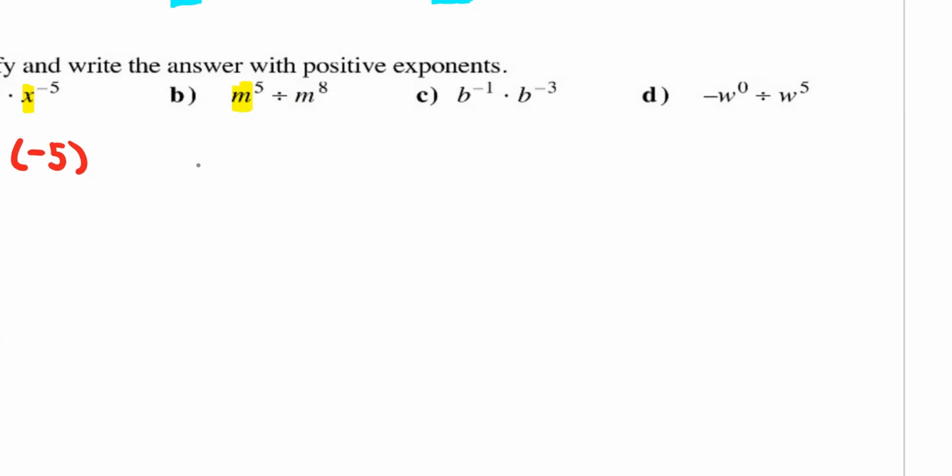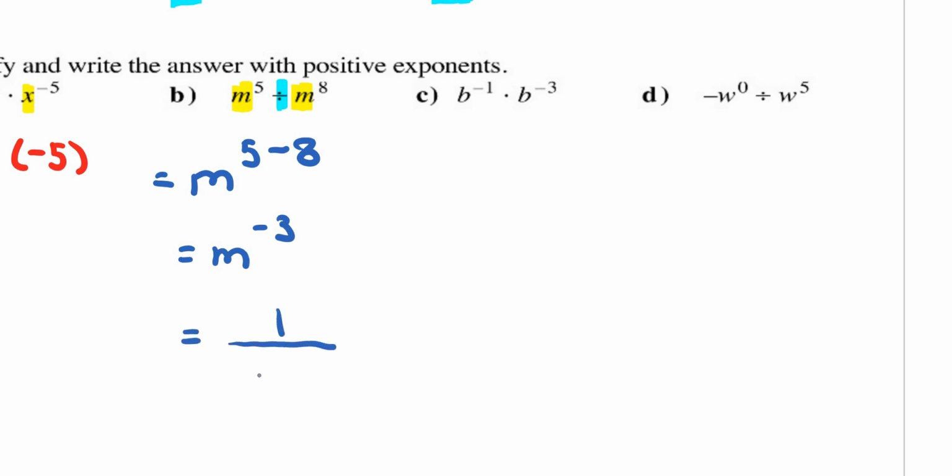Once again, if the bases are the same, we are adding the powers. So, if the bases are the same and if we're dividing, we subtract the powers. So this will be m to the power of 5 minus 8. And this will be m to the power of negative 3. And when you have a negative exponent there, you can write that as 1 over the base, which is m to the positive power of 3.